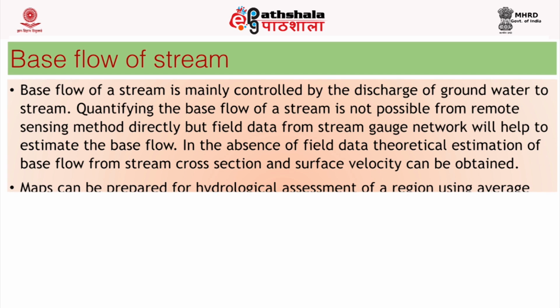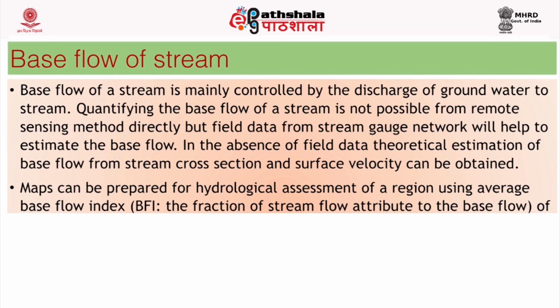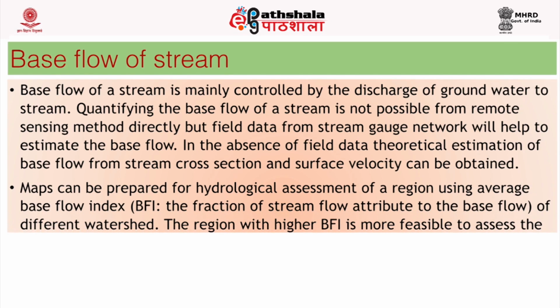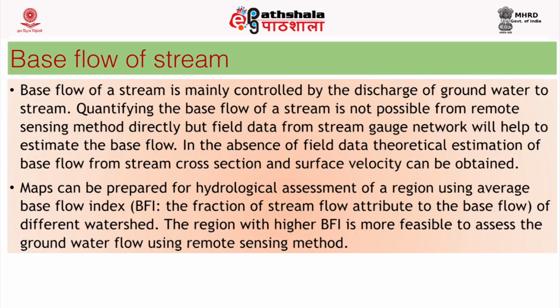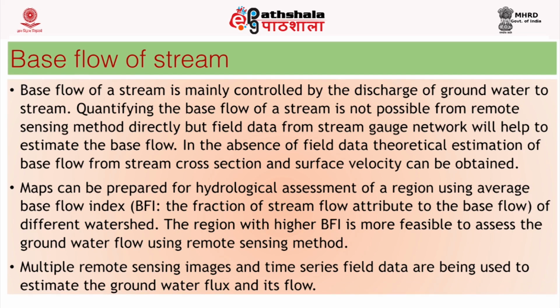Similarly, if you look at the base flow of a stream, this base flow is mainly controlled by the discharge of groundwater to the stream. Quantifying the base flow of a stream is not possible from the remote sensing method directly, but field data from a stream gauge network will help to estimate the base flow. In the absence of field data, theoretically we can estimate the base flow from the stream cross section and surface velocity.